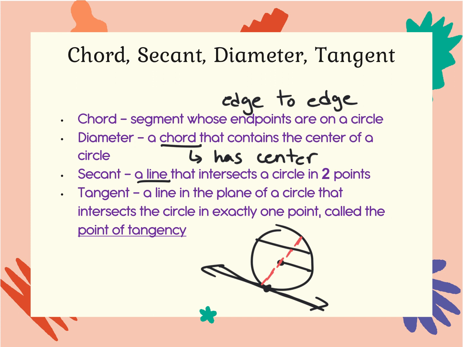Now, if I were to draw the secant as well so you have it, I'm just going to cross it through here. It's a line, so I'm going to put arrows on it. So we have the chord, which is in black, the diameter, which is in red, the secant, which is in blue, and the tangent, which is in black outside. And the point of tangency is this point right here. So I'm going to write that as point of tangency.